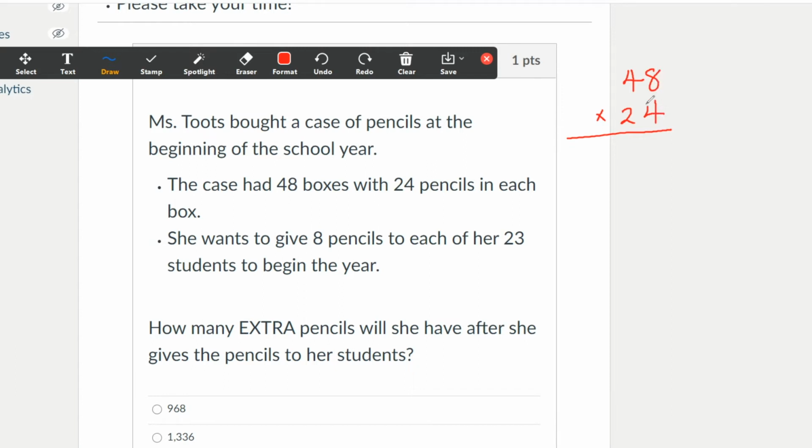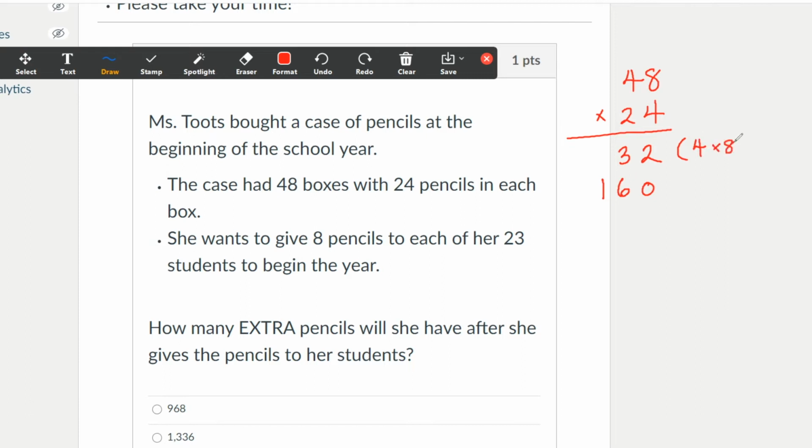4 times 8 is 32. Next, I'm going to do this 4 times this 4. Well, this 4 is really a 40. So I'm going to do 4 times 40, which is 160. And let me go ahead and write that on the side so we can see it.